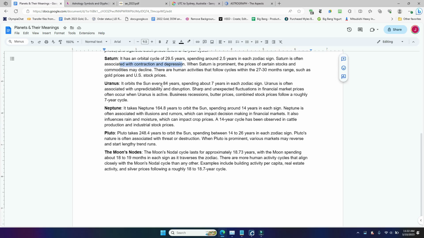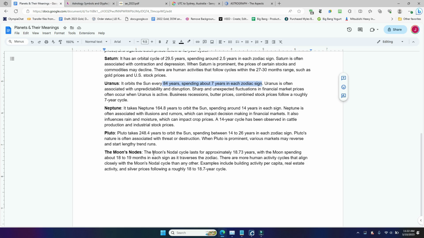Uranus orbits the Sun every 84 years, spending 7 years in each zodiac sign. Uranus is often associated with unpredictability and disruption. Neptune takes 164.8 years to orbit the Sun, spending around 14 years in each sign. Pluto takes 248.4 years to orbit the Sun, spending 14 to 26 years in each sign.